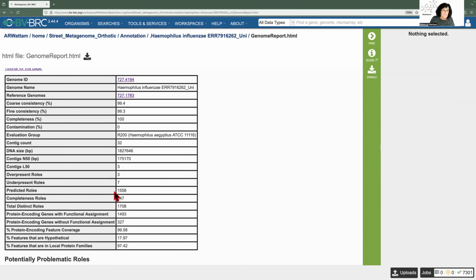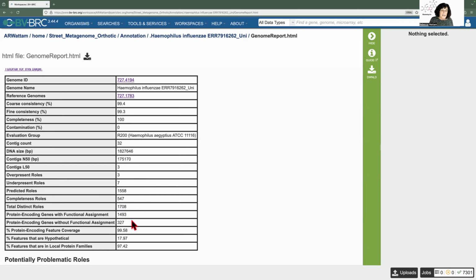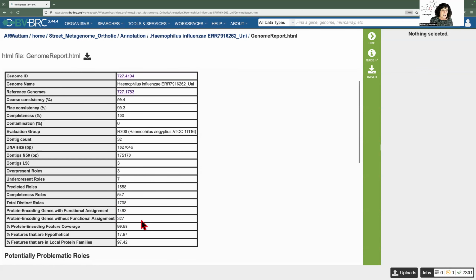Then we have the total number of predicted rules that we thought would be in the genome and the completeness rules, those particular genes that were used to determine the percent completeness. So the total distinct rules are all the genes that were in the genome. Protein encoding genes with a functional assignment, most of them. Generally a bacterial genome, often it's like 30% hypothetical, but this is much better than that. So in this particular Haemophilus influenzae genome, most of the genes have a functional assignment. It's non-hypothetical, and only 327 are hypothetical.